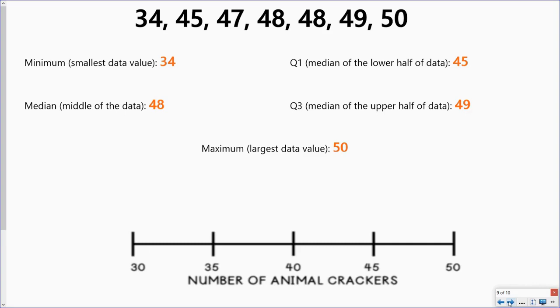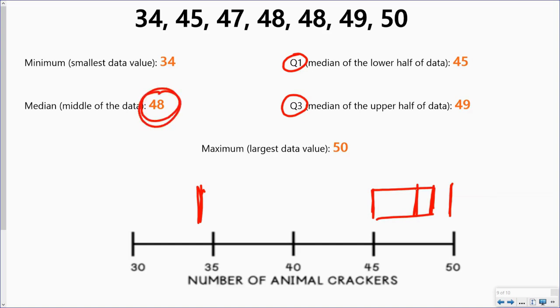My minimum is at 34, so I'm going to draw a line at 34. My maximum is at 50, so I will draw a line at 50. My median is at 48, my quartile 1 is at 45, and my quartile 3 is at 49. So there are all my 5 numbers. Now I'm going to connect my quartile 1 and my quartile 3 with my box. Notice that the median of 48 is inside that box. Then I draw my line to my minimum and my line to my maximum. And there is your box and whisker plot.